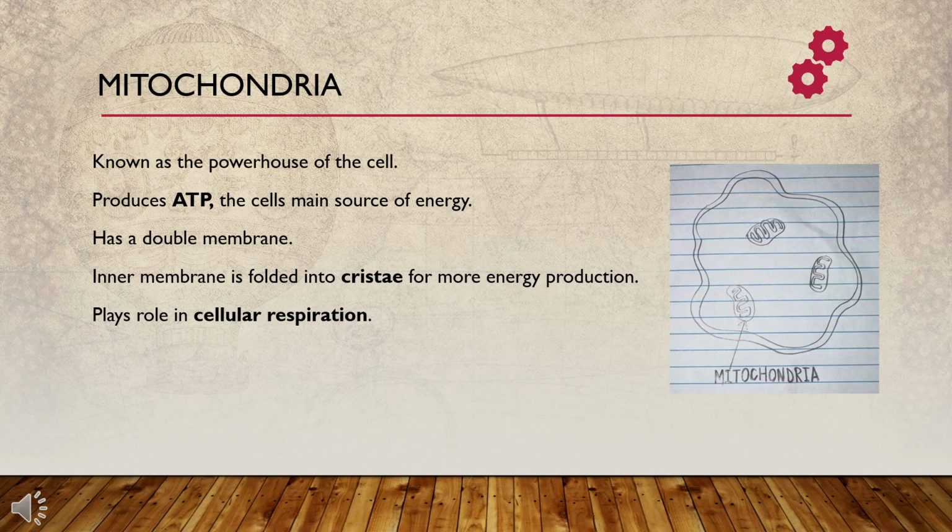In this slide, we talk about how the cell gets its energy, also known as the mitochondria. The mitochondria is the powerhouse of the cell. They produce ATP, which is the cell's main source of energy. The mitochondria has a double membrane, and the inner membrane is folded into structures called cristae. These folds help increase energy production during cellular respiration. Because cells need energy to survive, the mitochondria are essential for life. Next, we'll talk about the ribosomes.